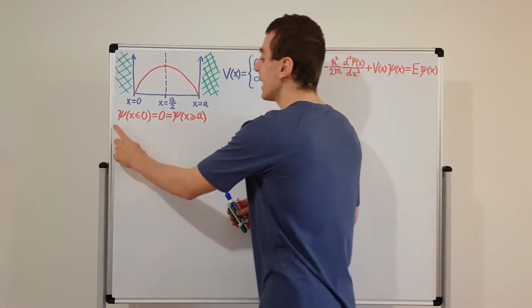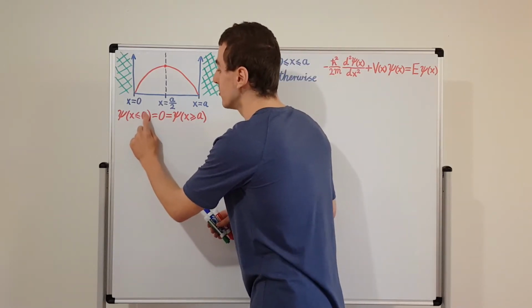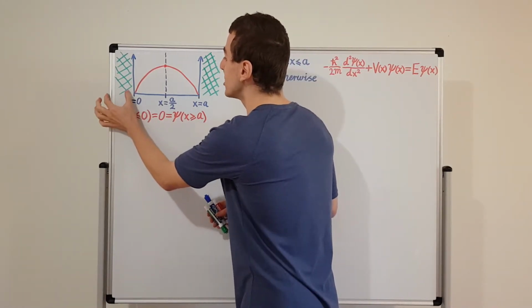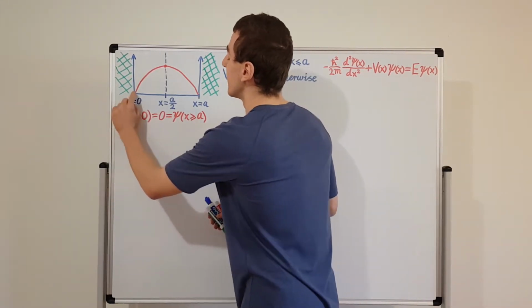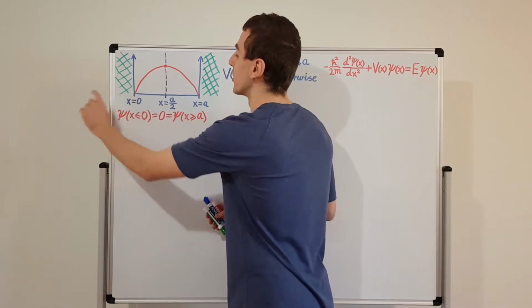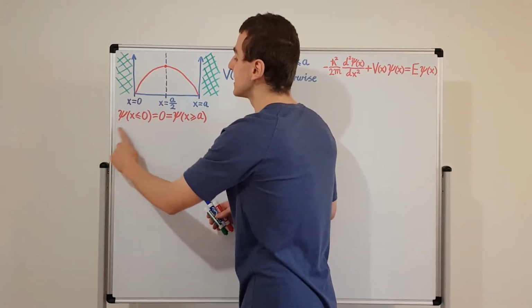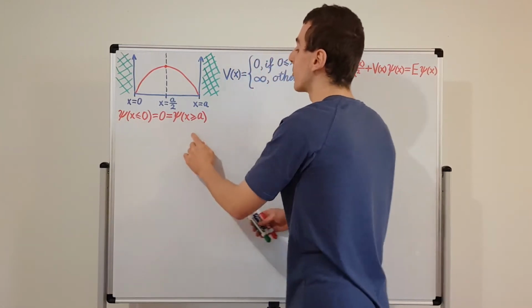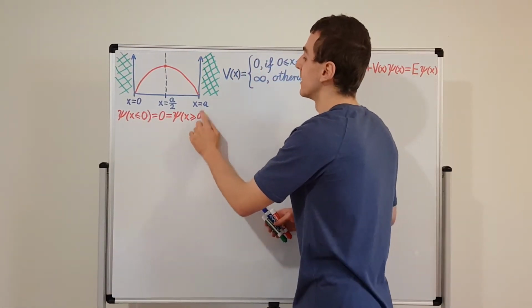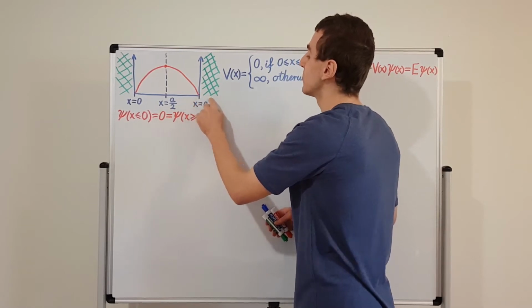So psi of x for x less than or equal to 0, what region is that? That's this region over here. If x is less than or equal to 0, that's everything to the left-hand side, so left of the origin. This value of the wave function has to always be 0. And that's the same for x greater than or equal to a. So it has to be equal to 0 out over here.